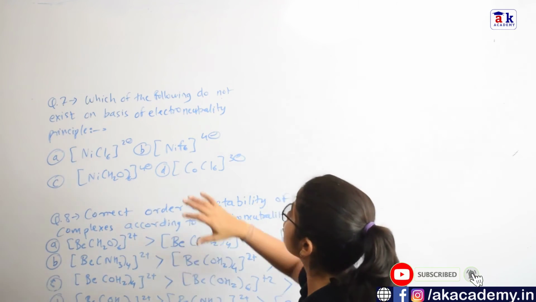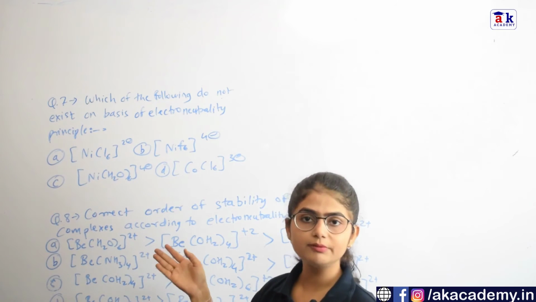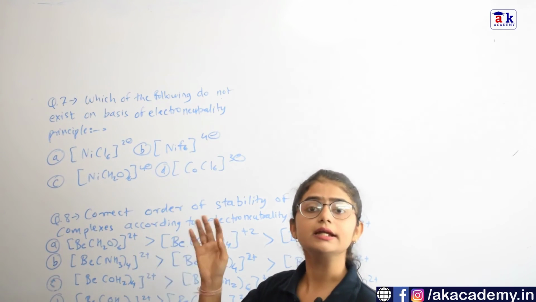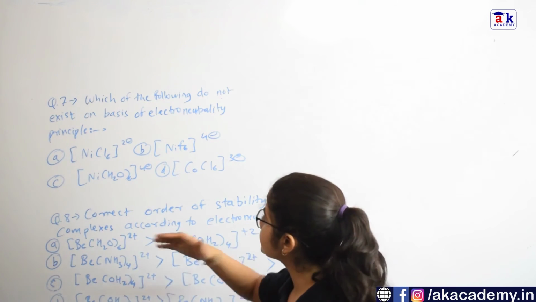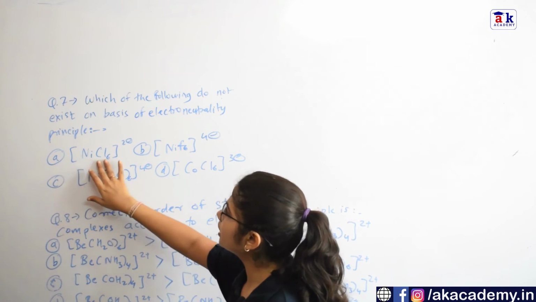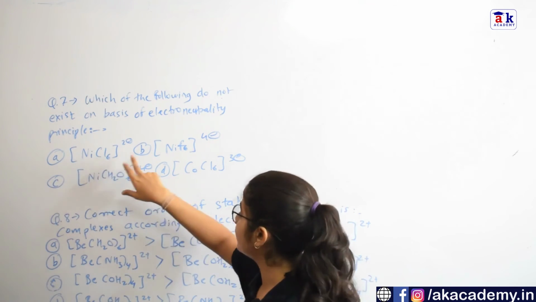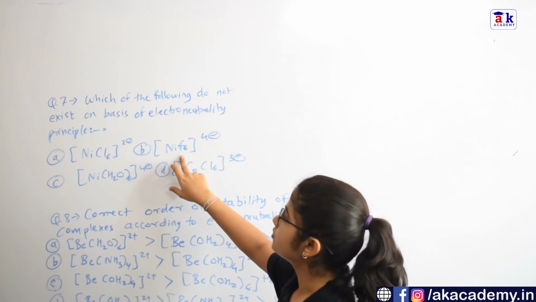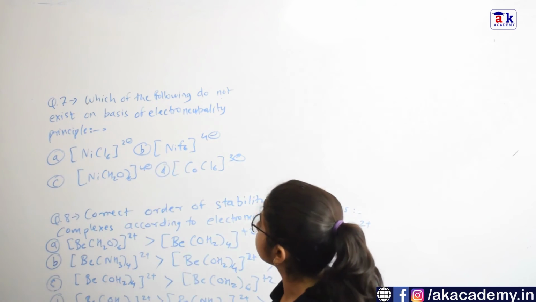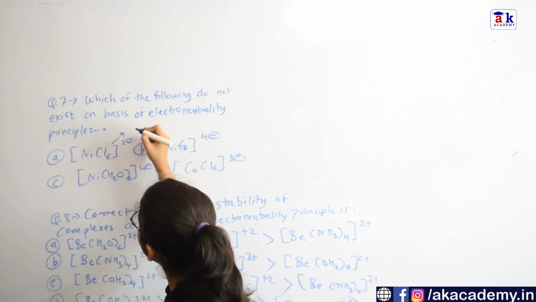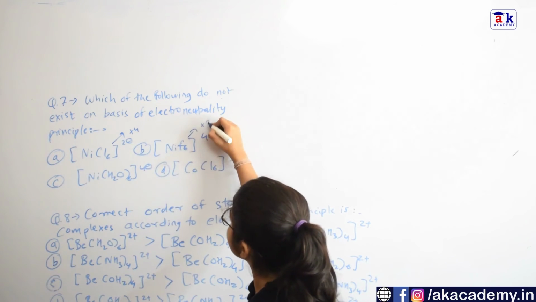So the first question is, which of the following do not exist on the basis of electroneutrality principle? One application of the electroneutrality principle is that it tells whether a given coordination complex will exist or not. Here we have been given a nickel chloride complex in which the nickel is in the +2 oxidation state. Here the nickel is in the +4 oxidation state. Here the nickel is in the +2 oxidation state.